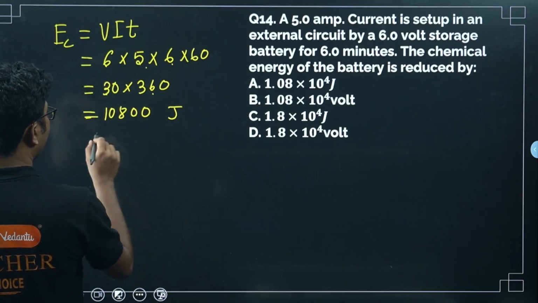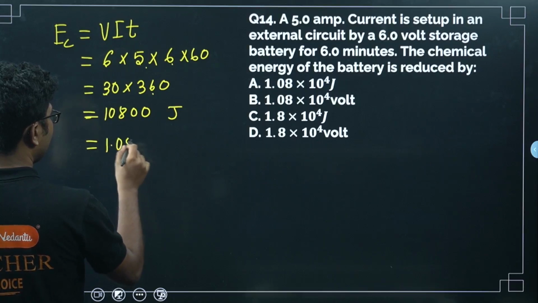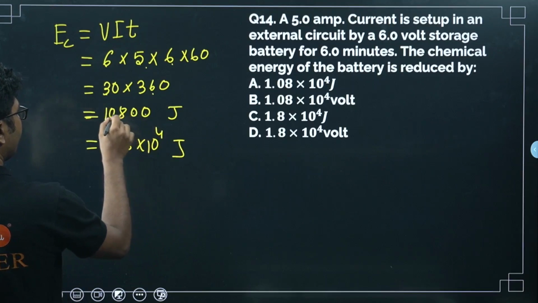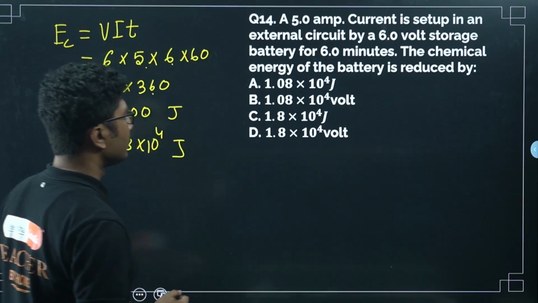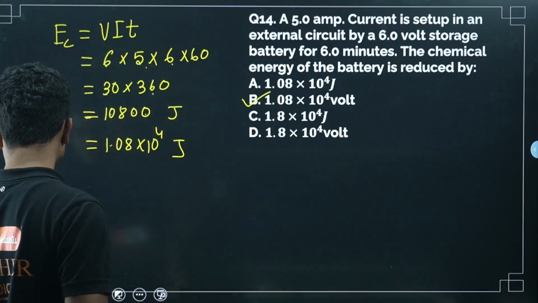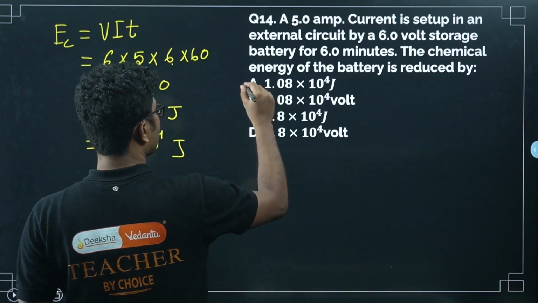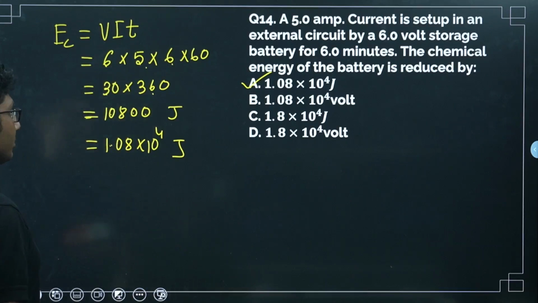Now, you have to write it in terms of decimals. So 1.08 times 10 to the power of 4 joules. 1 2 3 4, so 4, you are putting the decimal here, so it will be 10 to the power of 4. So 1.08 times 10 to the power of 4... sorry, not option B, my mistake, option A. Okay, so the correct answer is option A, 1.08 times 10 to the power of 4 joules, right?